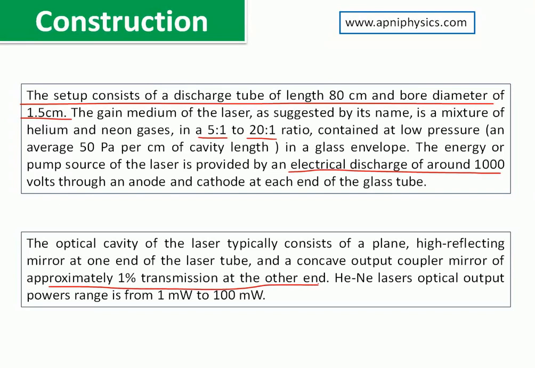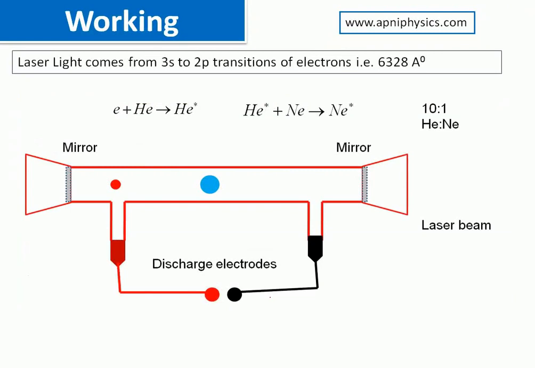Helium neon laser optical output power ranges from 1 milliwatt to 100 milliwatt. Right, so the main part is the lasing medium, second is the pumping process, and third is the resonator cavity. Now with this block diagram I will try to explain how it basically works.